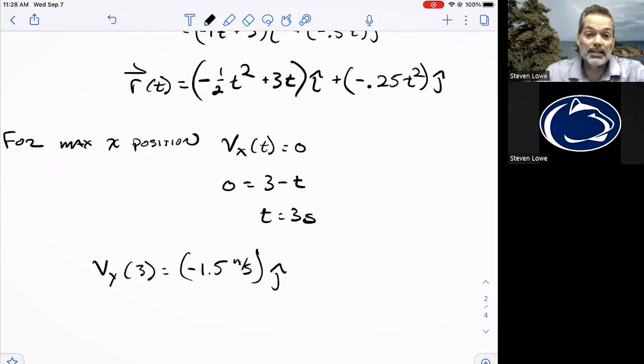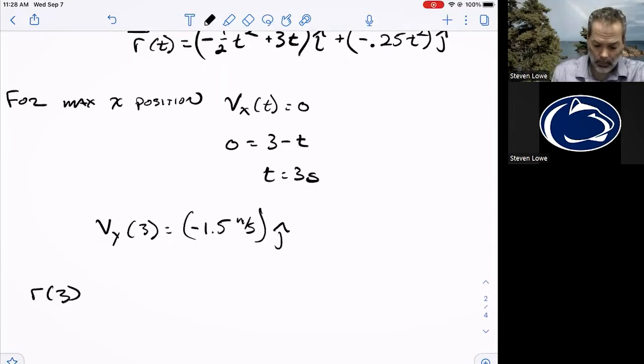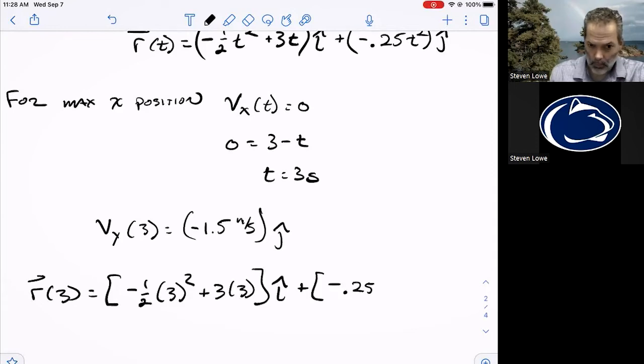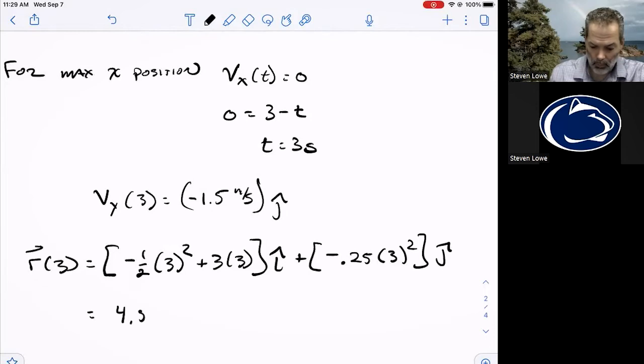And I see that the particle has stopped moving side to side and is moving completely downward with a speed of 1.5 meters per second, negative, because it's in the negative j hat direction. The problem also wanted me to find the position of the particle, so I'm just going to go ahead and plug in that 3 seconds into my position function. And there I've got my position.